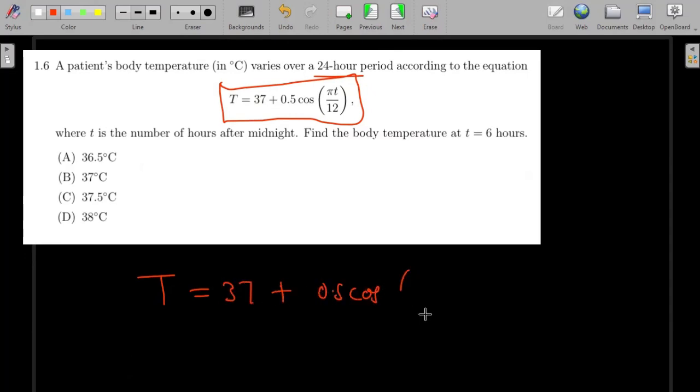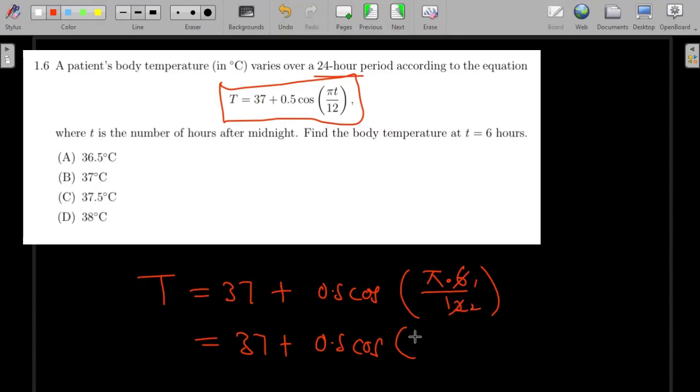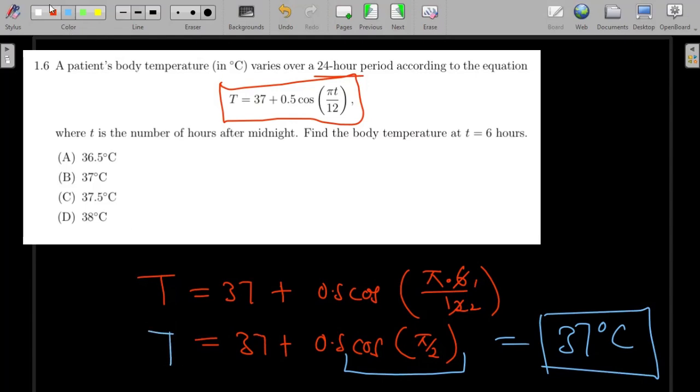So this would be 37 plus 0.5 cos. Here I have pi multiplied by t, but t now is what? 6, over 12. So this will be the same as 37 plus 0.5 cos. This here, I'll say 6 over 12, that is one half. So that is pi over 2. But what is cos pi over 2? This is the same as cos 90. Pi over 2 is 90. So cos pi over 2 is 0. So 0.5 multiplied by 0 will just be 0. So the answer here will just be 37 degrees Celsius. So that's the answer there for our T. So we're going to come back here and pick B as the best answer.